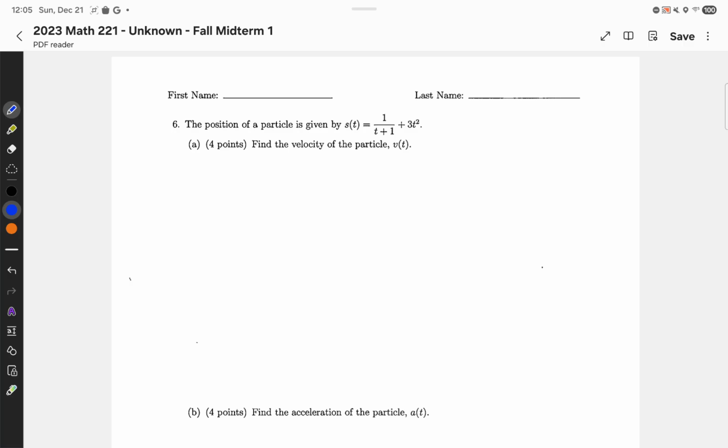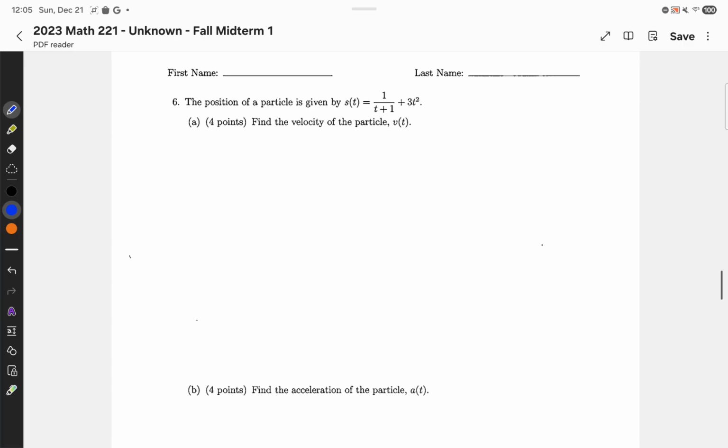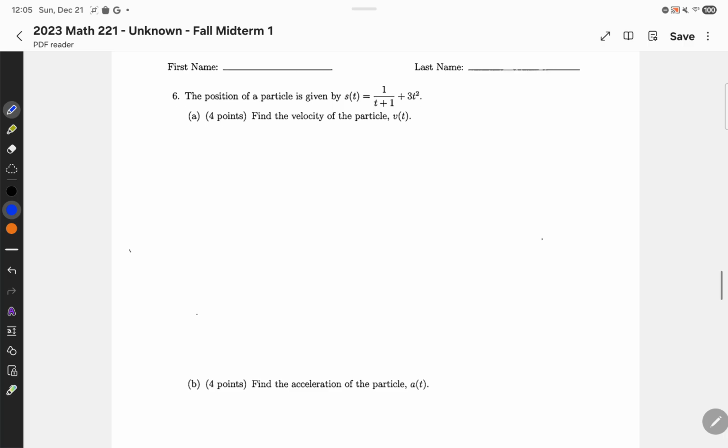We have that the position of a particle is given by s of t is equal to 1 over t plus 1 plus 3t squared. So the first bit, we want to find the velocity of the particle. So the key to remember here is that the velocity is just the first derivative of the position. So if we have that s of t is equal to 1 over t plus 1 plus 3t squared, well, the velocity function is just going to be given by s prime of t.